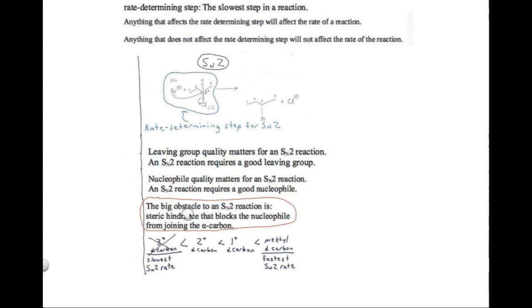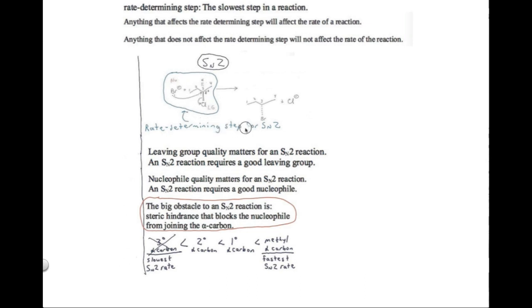Why is this steric hindrance that blocks the nucleophile an important factor for SN2? Well, in that earlier video series, we explained that it comes down to thinking about the rate-determining step. The rate-determining step is the slowest difficult step in a reaction. Anything that affects the rate-determining step will affect the rate of the reaction. Well, an SN2 mechanism has only one step. Therefore, that single step is the rate-determining step for an SN2.